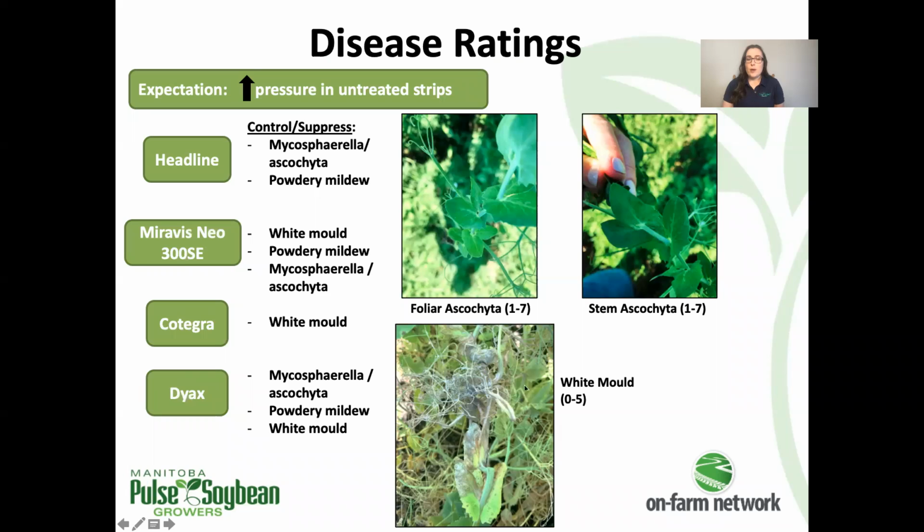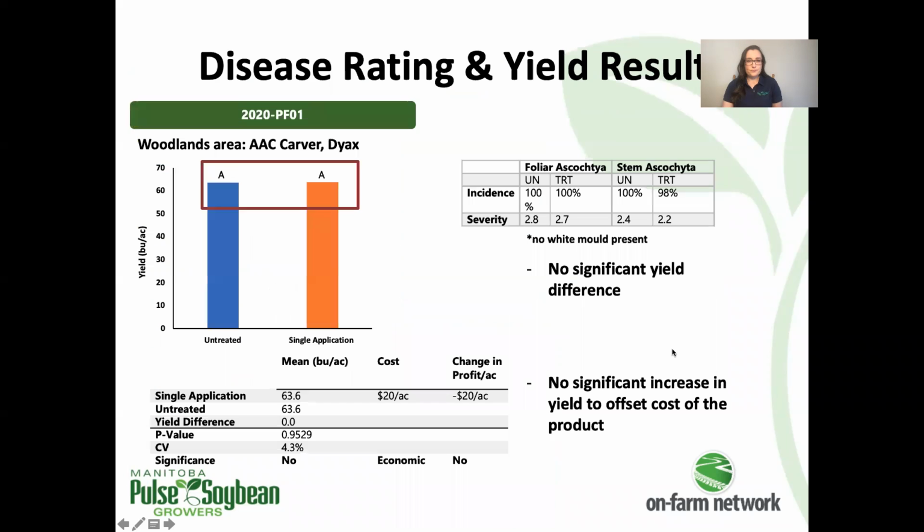And then we also rate for white mold, which is usually at fairly low levels in peas, but we keep an eye on it and rate for it in our fungicide trials. So the Ascochyta is rated on a severity scale of 1 to 7, and then white mold, if it's present, is rated on a scale of 0 to 5.